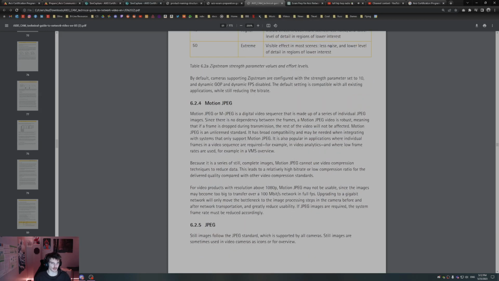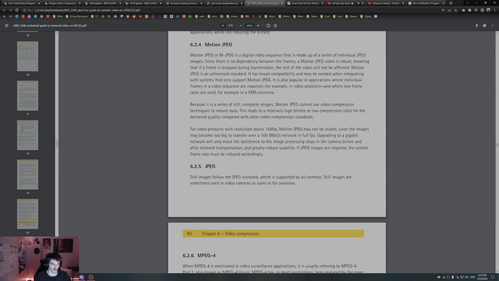Alright, motion JPEG as a compression. Since with Motion JPEG there's no dependency between the frames, that makes it more robust. It's an unlicensed standard, broad compatibility, but again not as good at compression compared to H.264 because it is a series of still complete images, leading to higher bitrate, low compression ratio.